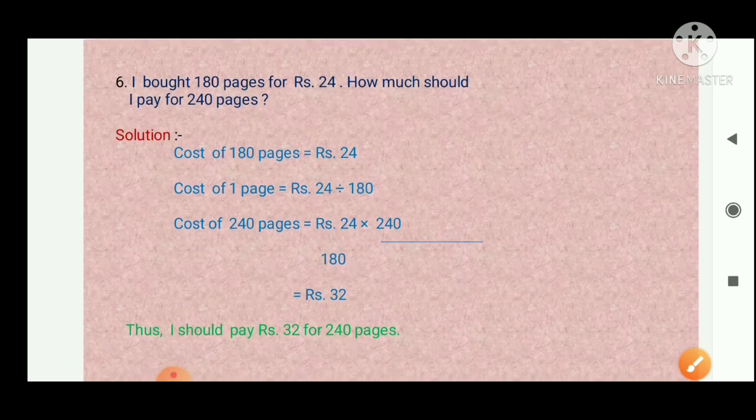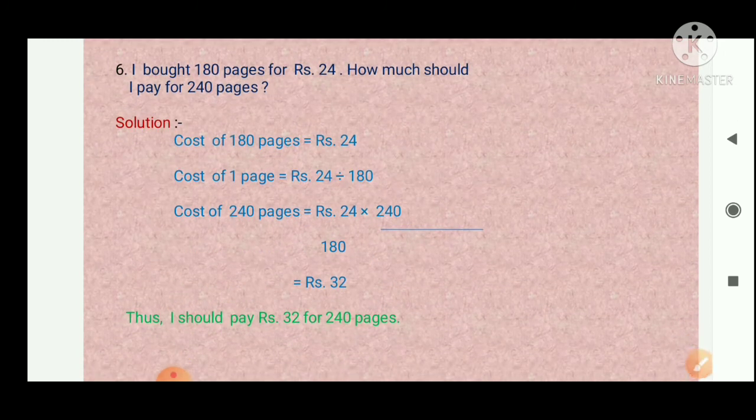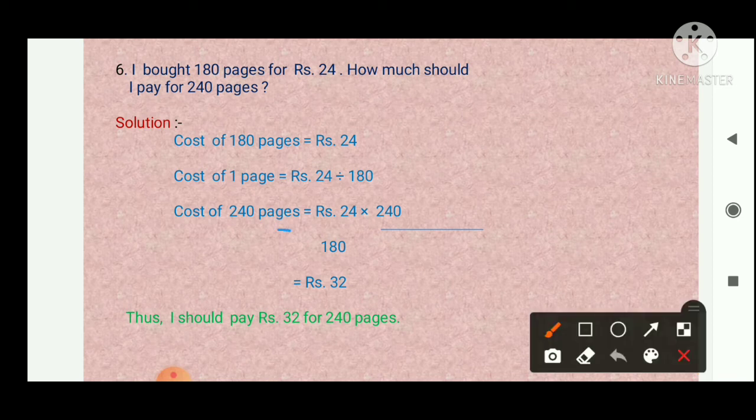Now we will see next word problem. I bought 180 pages for 24 rupees. How much should I pay for 240 pages? See student, here cost of 180 pages is 24 rupees. So how to find cost of one page? By dividing 24 rupees by 180.